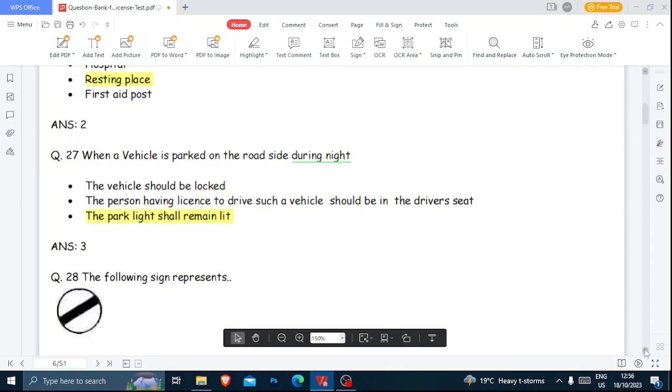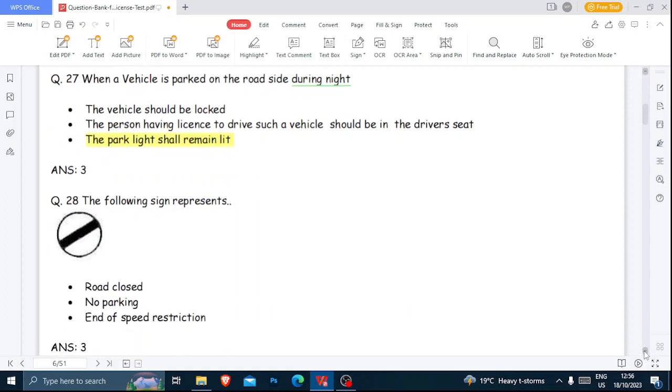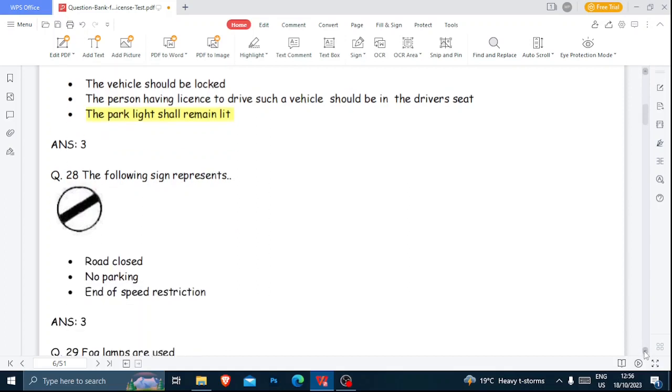because if the park lights are off, other vehicles may not actually be able to see that vehicle, and that can lead to a collision. So if the vehicle is parked at night, the park light should remain lit so that other vehicles can clearly see you. Now number 28.